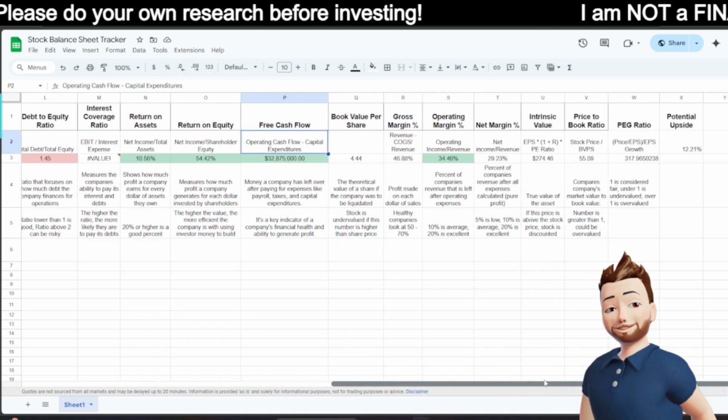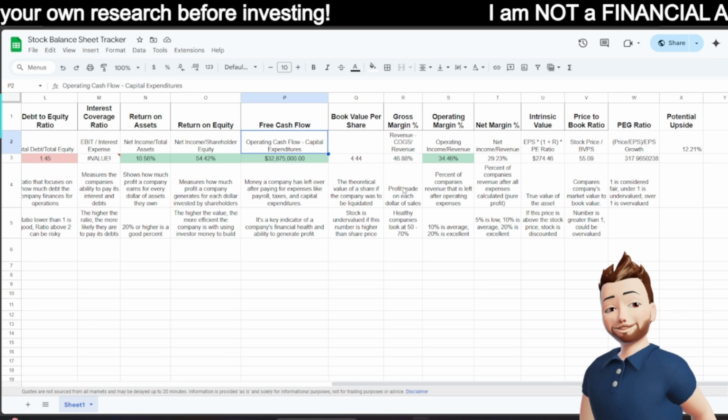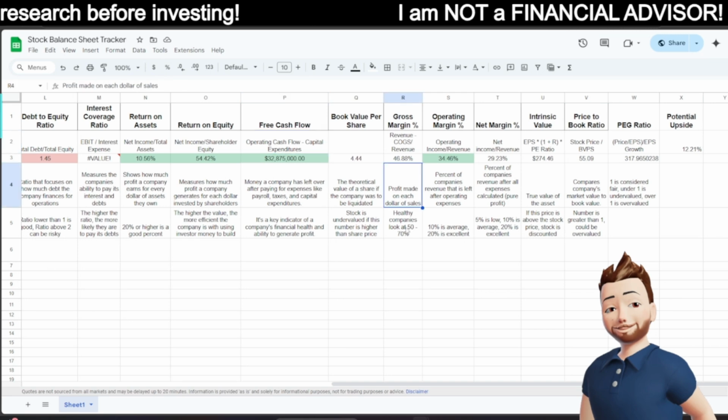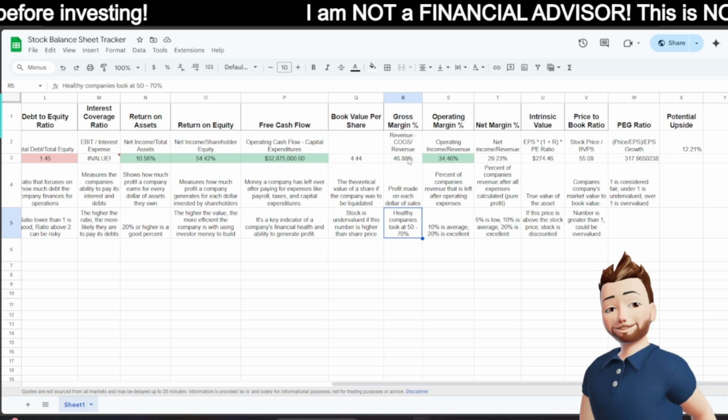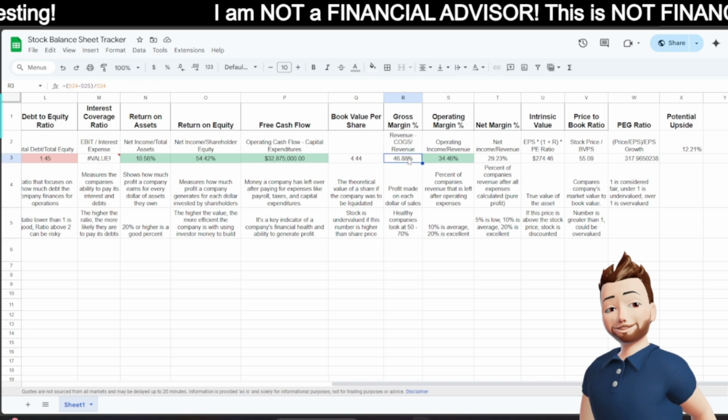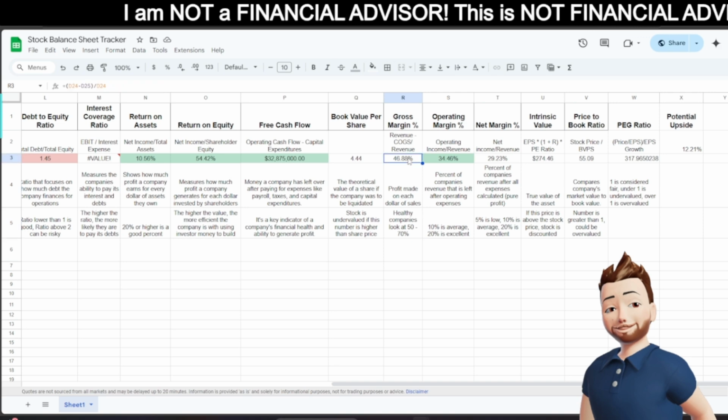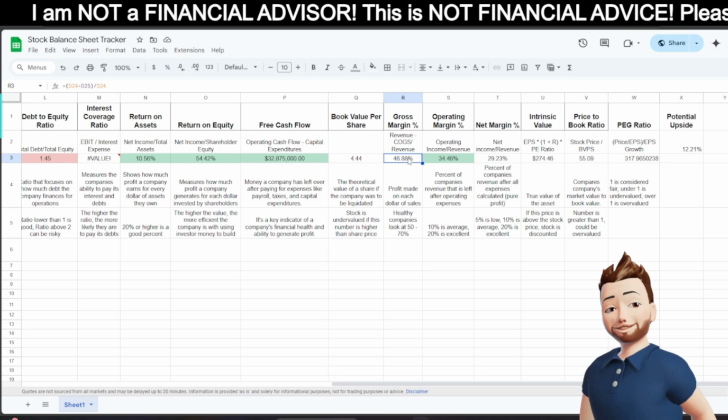Book value, 4.44. Gross margin percent is how much profit is made on each dollar of sales. Healthy companies are at 50 to 70%. Apple's not too far away from that. So again, that makes sense. They're a very long-standing company, so they are making some good money.